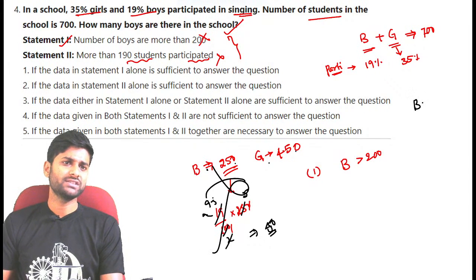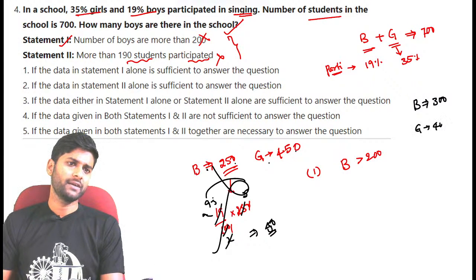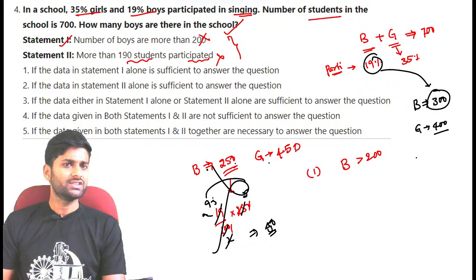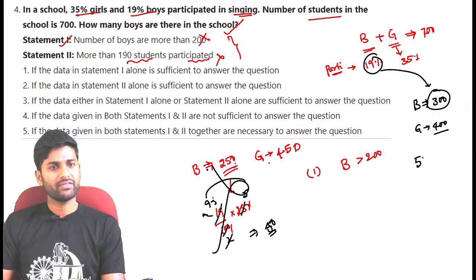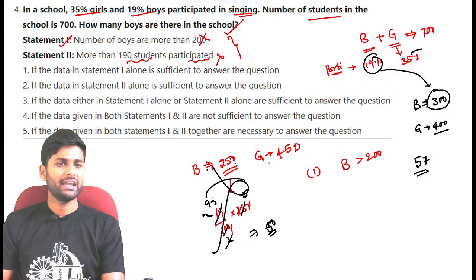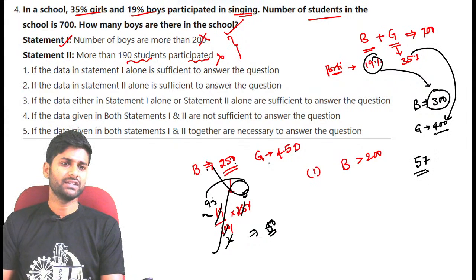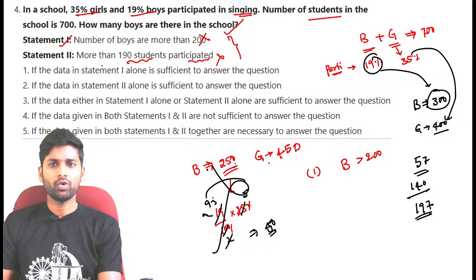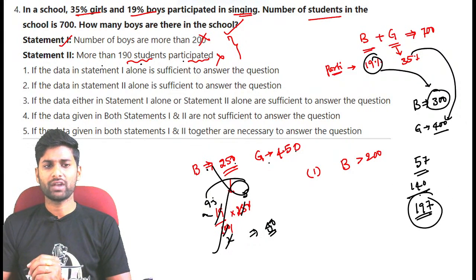Then take boys equal to 300, so girls equal to 400. Now take 19% of 300: 19 threes are 57, so the value is 57. Again 35% of 400, the value becomes 140. So the total becomes 197. We already know that more than 190 students participated, so the value is definitely more than 190.